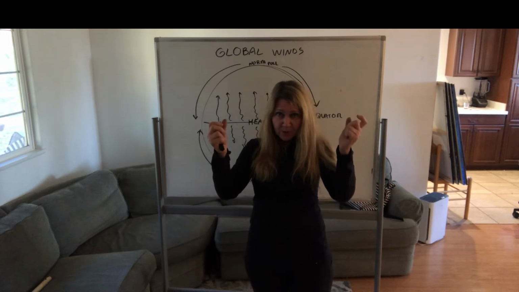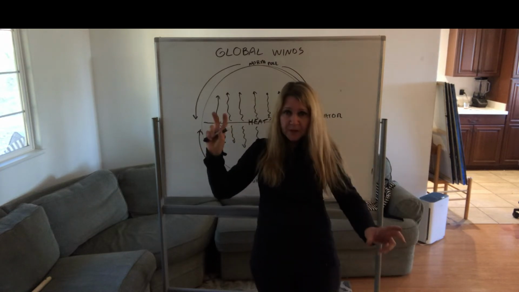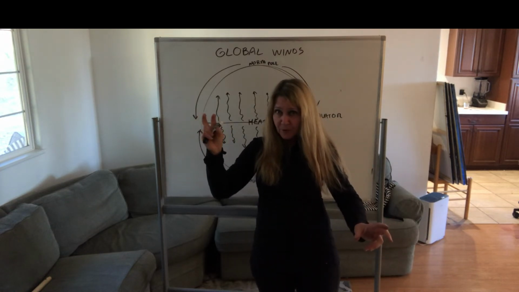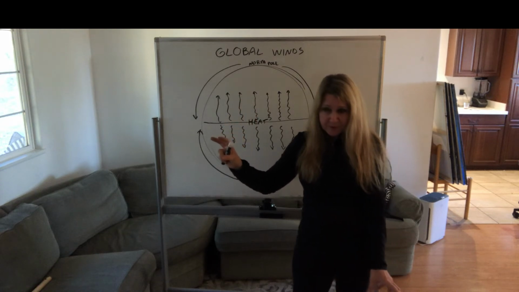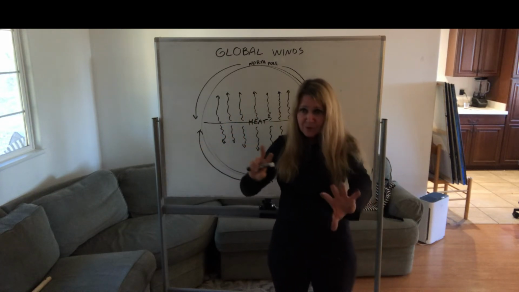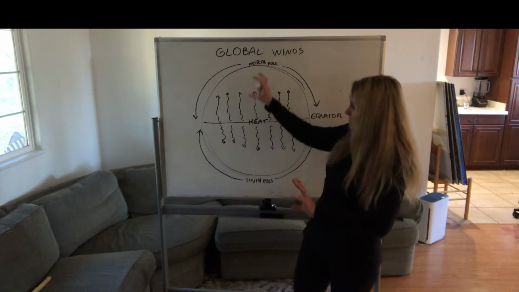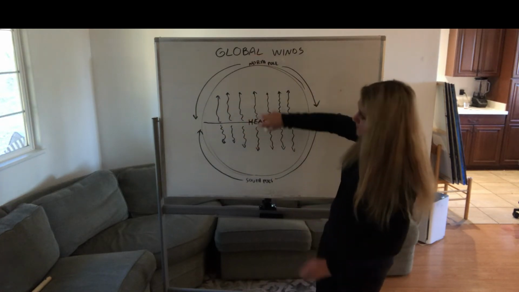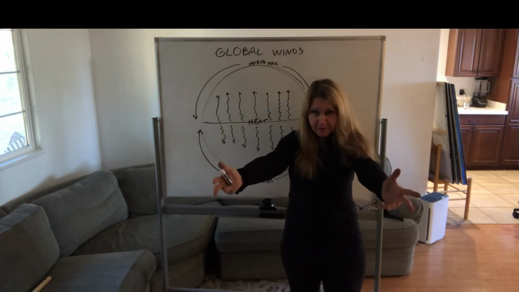Okay, so the difference of air temperatures and the rotation of the Earth leads to what is called the Coriolis Effect. So due to that rotation of the Earth and the difference in air temperatures, this leads to a distortion of the path the air is going to travel. So it's not just straight down and straight up. And we call that the Coriolis Effect.